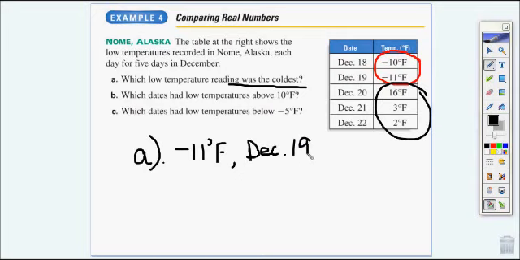Okay, which dates had low temperatures of above 10 degrees Fahrenheit? So we're on the right side of the origin. So we look at our positive ones that I marked in black there. And the only one that is a larger number than 10 would be December 20th, which was the 16 degree. So the answer would be 16 degrees Fahrenheit, and that is on the 20th.